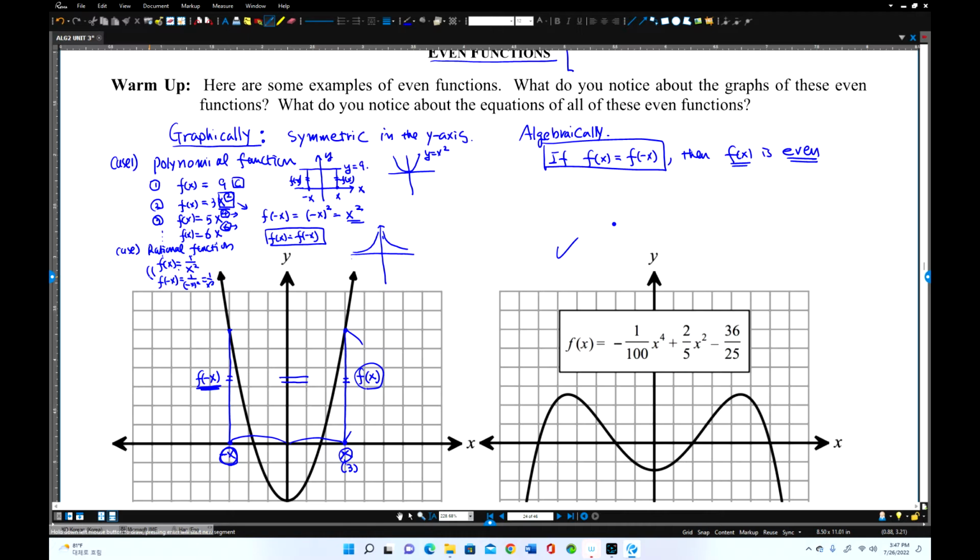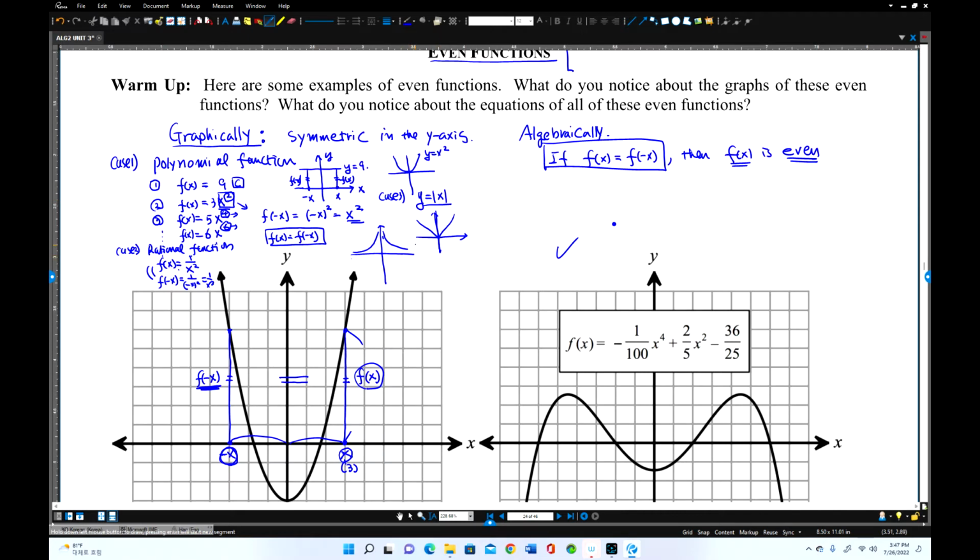Okay, another even function. Case 3: another even function is the absolute value function. The absolute value function is also an even function, because the absolute value is always symmetric in the y-axis. Yes, that is an even function.